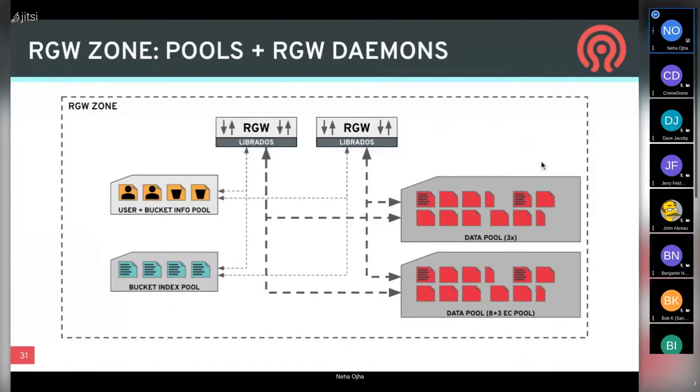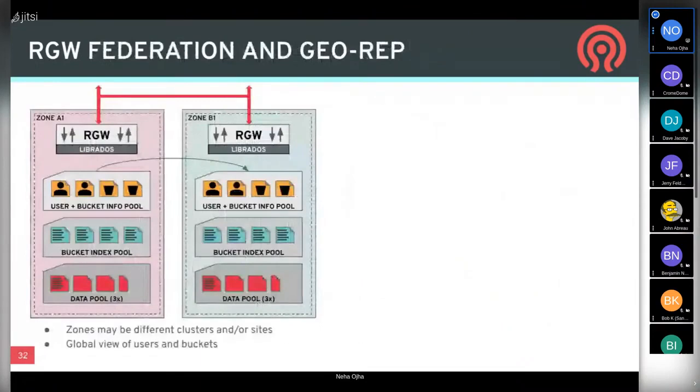In itself, it doesn't mean much, but if we move on to constructs like RGW Federation and your application, these zones are what play a major role in providing the functionality. So essentially, in the picture here, what you see is that there are multiple zones, zone A1 and zone B1. Each of them has its bucket info and index pool and data pool. And then this arrow here. So essentially what this arrow says is that the bucket info, the information that is stored in RGW, is present in both the zones.